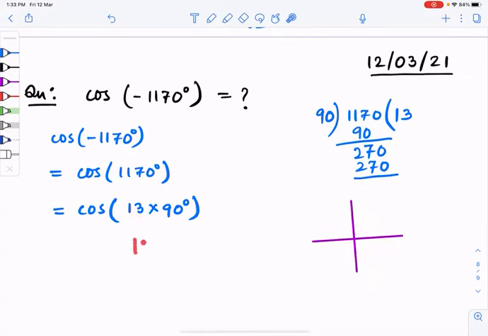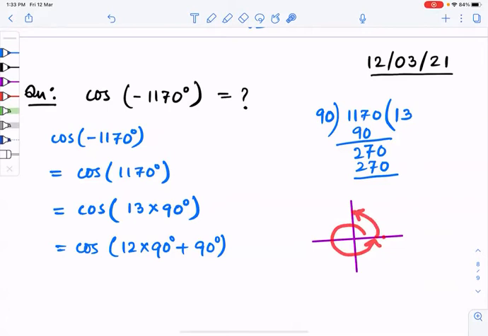So if I write 12 times 90 degree plus 90 degree, you can write that. Let me write it here: cos of 12 times 90 degree plus 90 degree. 12 times 90 means 1, 2, 3, 4. 4 times means it will come here. 12 is a multiple of 4, so it will be here. This total is 12 into 90. One more 90 plus 90, so it will be here.